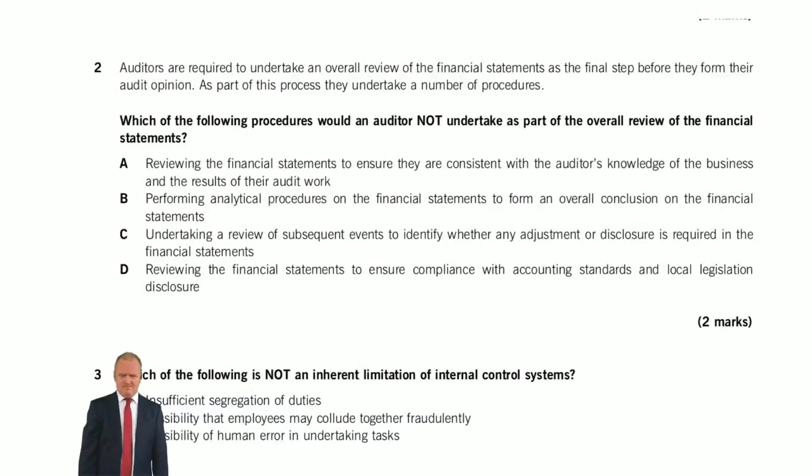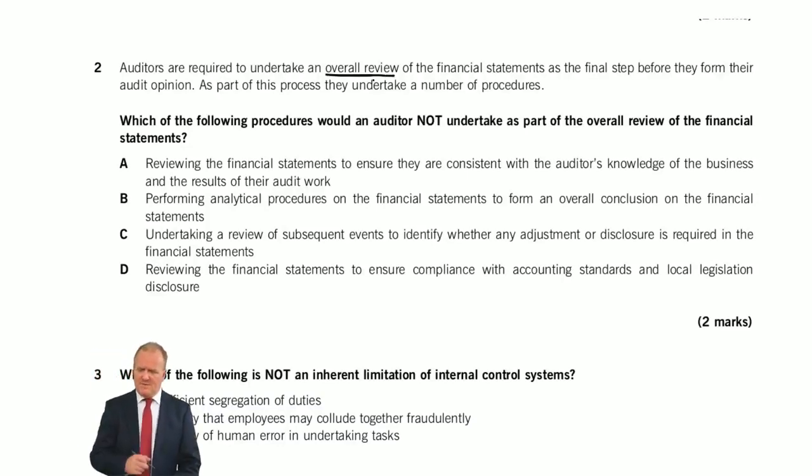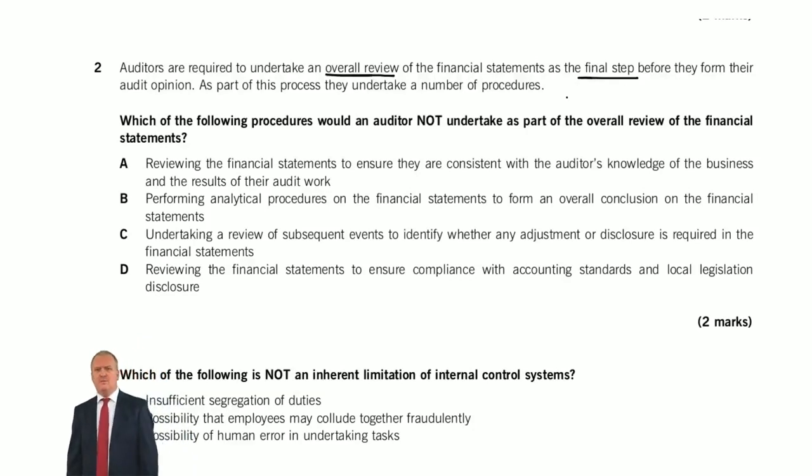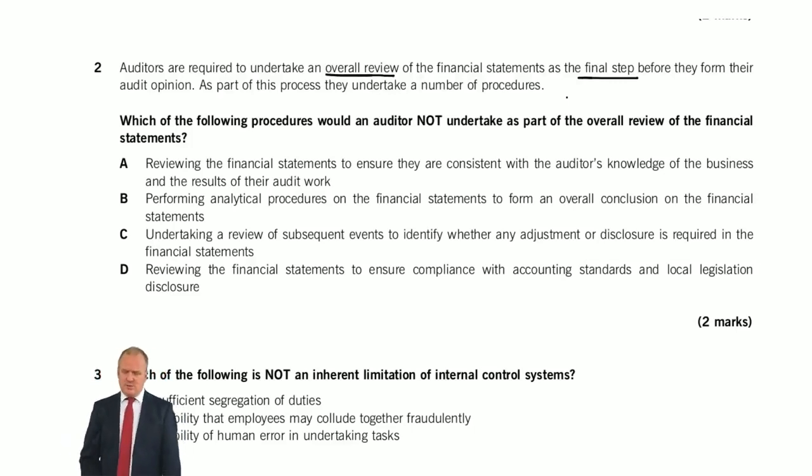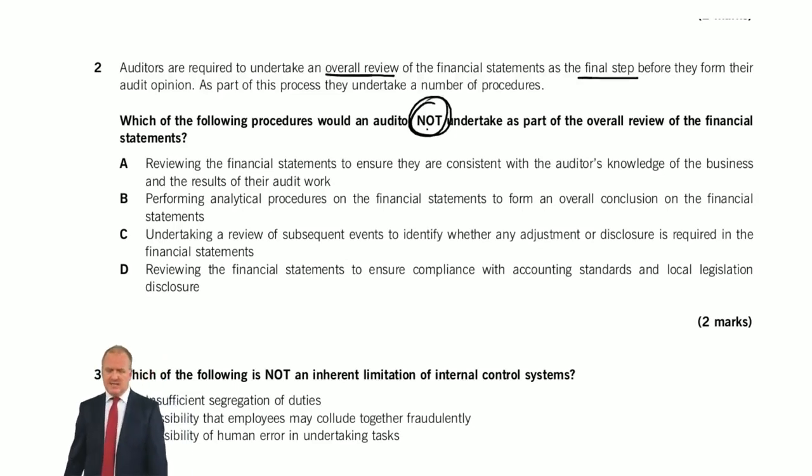Question 2. Auditors are required to undertake an overall review of the financial statements as the final step before they form their audit opinion. Last thing we do on the audit. As part of this process, they undertake a number of procedures. Which of the following procedures would an auditor not undertake as part of overall review? In other words, we wouldn't do this as the final step on the audit.